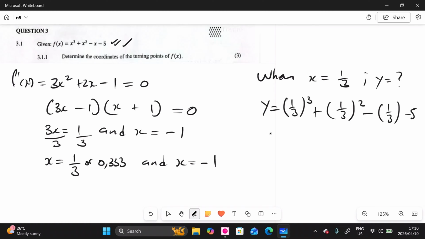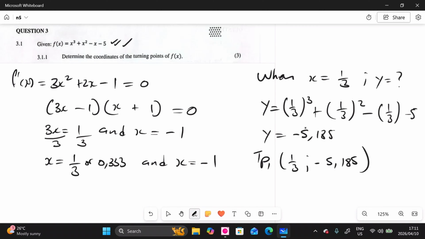Now you have to put this on a calculator. When I insert this on a calculator, what I'm getting is -5.185. So this is y when x is 1 over 3. You can say turning point 1: when x is 1 over 3, our y is going to be negative 5.185. There we go, this is turning point 1.